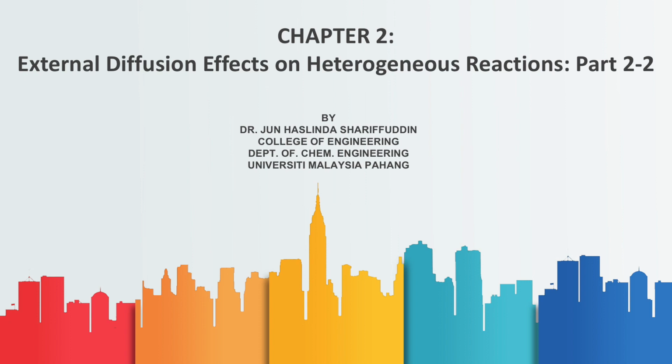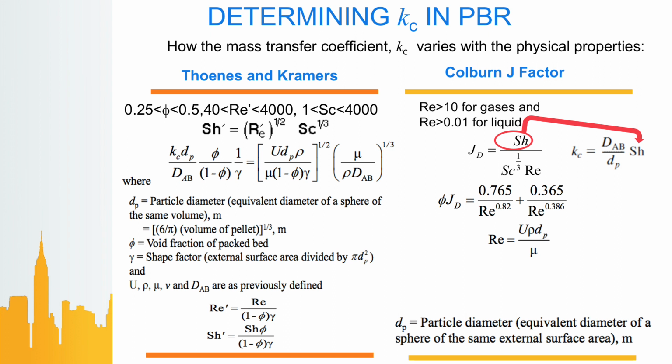Hi guys, so now we continue on the second part of chapter 2 to define Kc in a PBR. Now we can calculate Kc using two methods, which are Thoenes and Kramers or using the Colburn J factor. So you need to choose either one. Basically, the decision is made based on these factors.